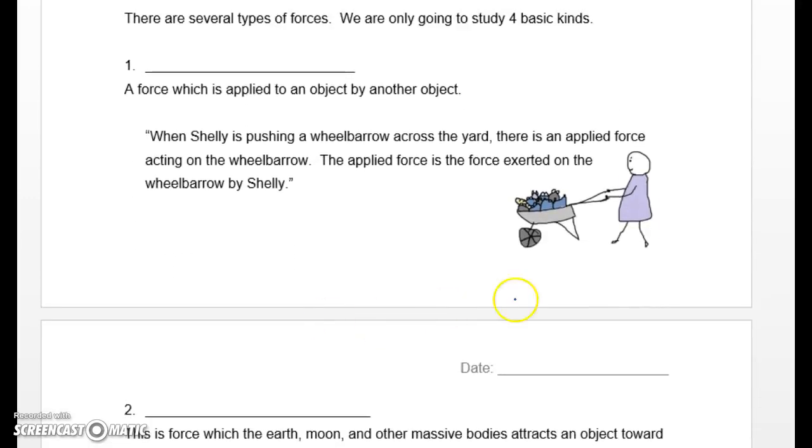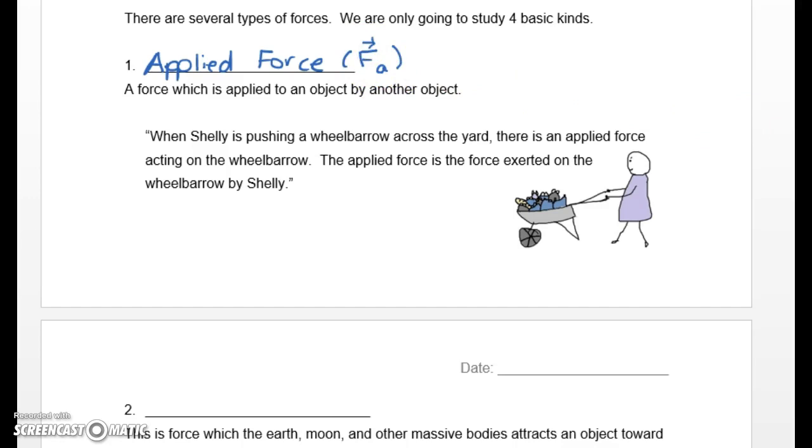Okay. So the first one that we're going to look at is called the applied force. We denote that with a capital F with an arrow over it, and then a little a at the bottom here. So this is saying that this is our applied force.